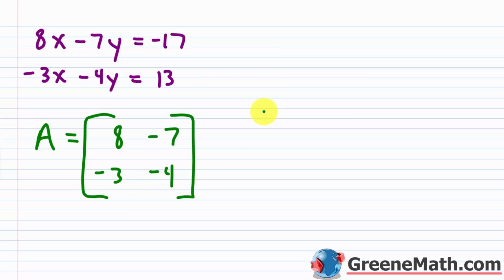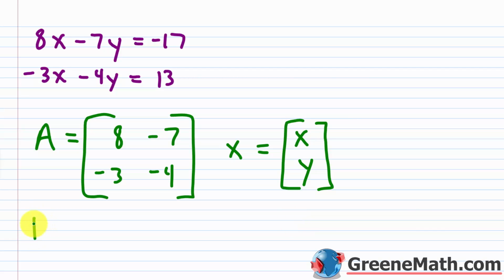Then the second matrix is going to be a column vector, a matrix with one single column. It's just going to have the 2 variables of the system, x and y. So this is for the variables of the system. And then I'm going to have a matrix B, which is going to contain these constants. Let me write that. It's going to be another column vector: negative 17, and then 13.